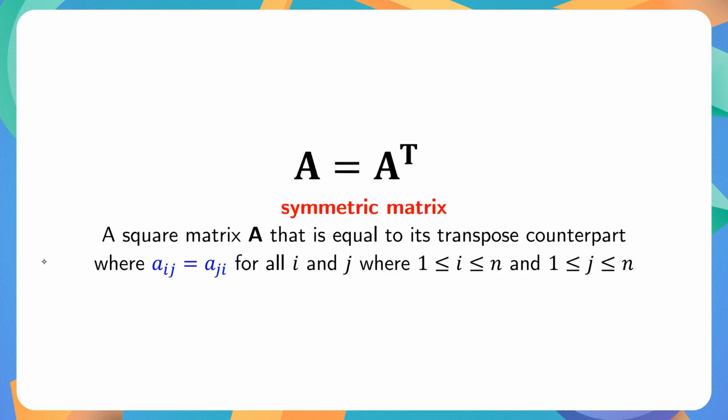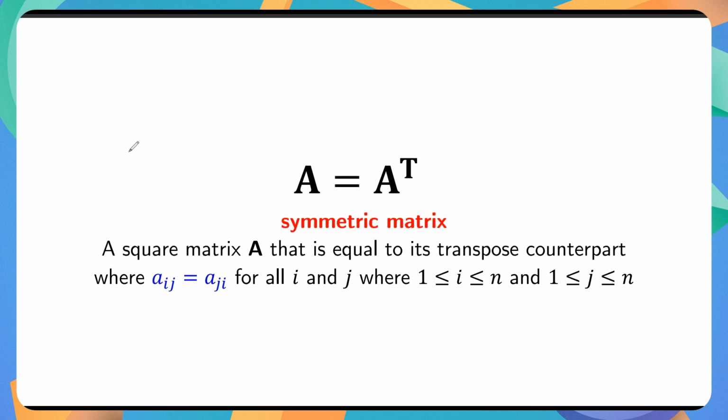Then we also have a symmetric matrix, wherein a square matrix is equal to its transpose counterpart, where A sub ij is equal to A sub ji for all i and j, where i and j are from 1 to n. So an example of this matrix would be, let's say we have 1, 2, 3, and then we have 4, 7, and 9. So this is a symmetric matrix.